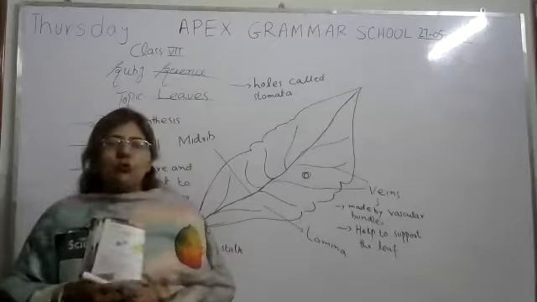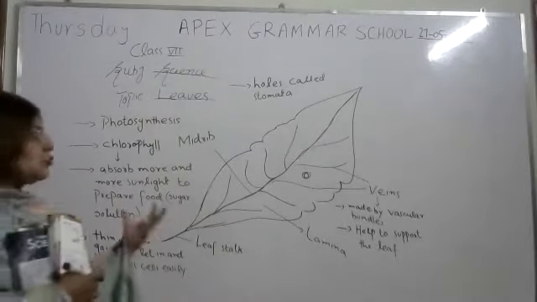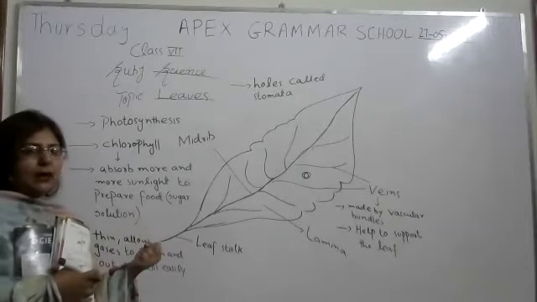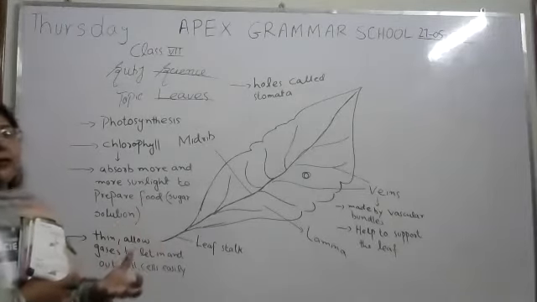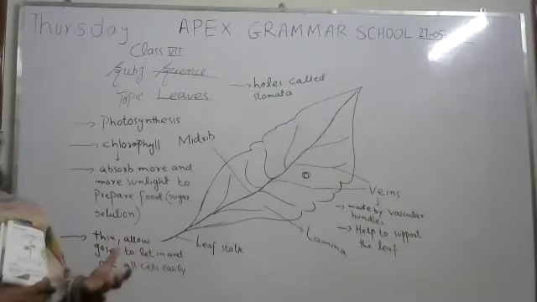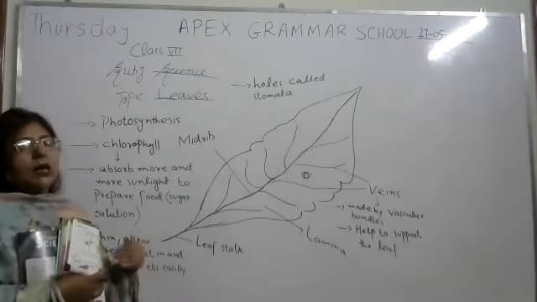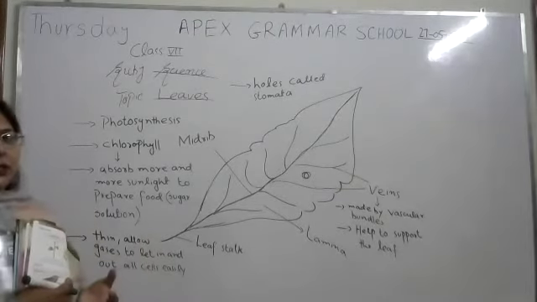In the daytime, stomata remain open. These guard cells allow the stomata to let gases in and out. But at night time, they remain closed, and they collect all the waste materials of a plant, which are transpired. I discussed transpiration yesterday with you.